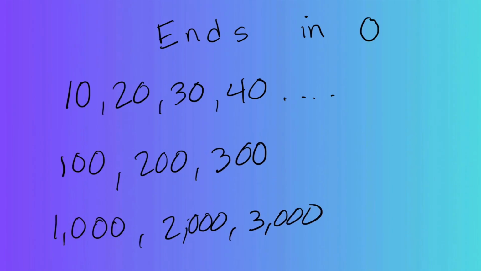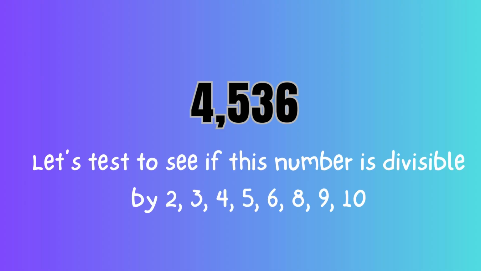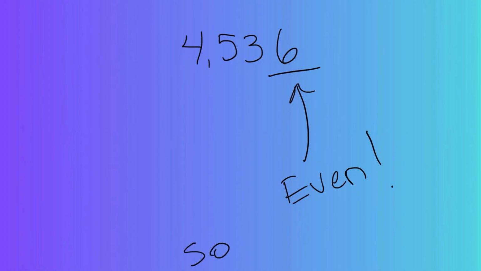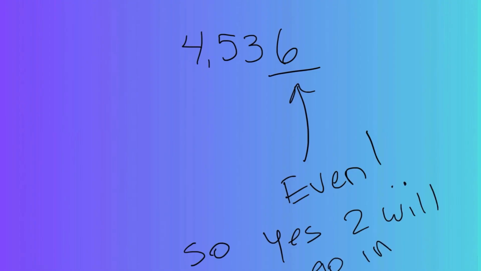Let's do an example problem. Let's test 4,536 for divisibility by 2, 3, 4, 5, 6, 8, 9, and 10. All right, let's work through this step by step. Divisibility by 2. Look at the last digit, 6. Is 6 even? Yes. So 4,536 is divisible by 2. We could write 4,536 divided by 2 equals 2,268. So it's divisible by 2.